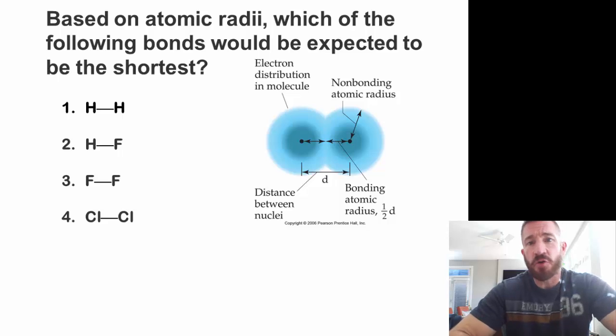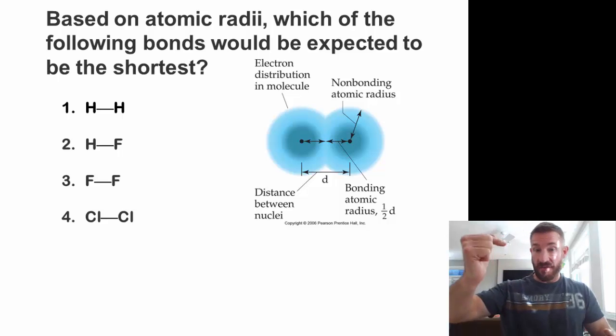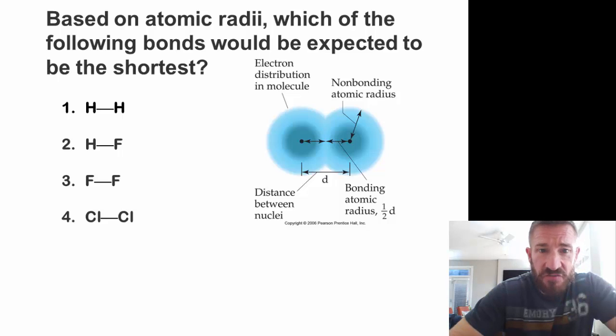Awesome. Based on atomic radii, which of the following bonds would be expected to be the shortest? Now, if we look at this, we want to think of the idea that atoms get bigger as you go down a family. For this, if you look at hydrogen, hydrogen is simply 1s, and so there are two 1s orbitals that overlap. Then if you look at hydrogen versus fluorine, bonded to fluorine you have a 1s overlapping with a 2p orbital. So we'd expect the number 2 to be bigger than the H-H bond.